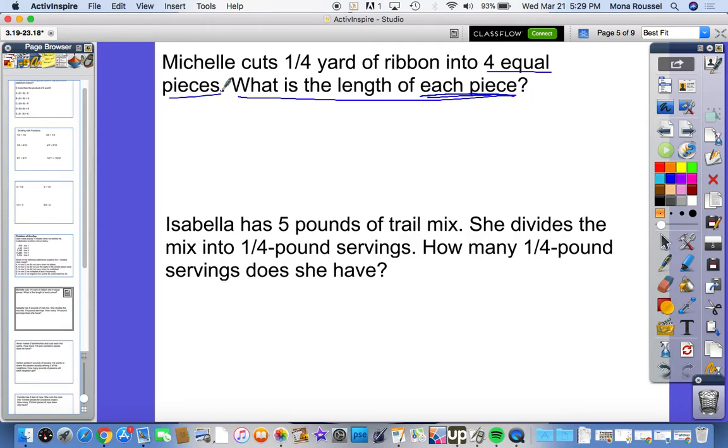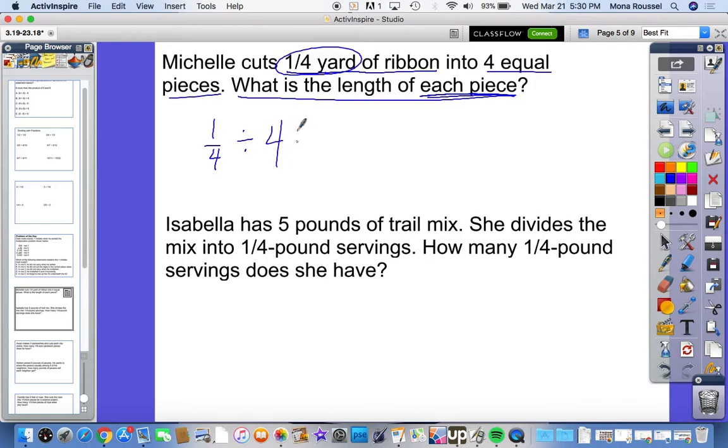And then we might ask, what is she making into 4 pieces? 1/4 of a yard of ribbon. So we know she's cutting into equal pieces. We know we have to divide. Now we have to determine which number goes in which place, which one's the dividend and which one's the divisor. So if she's cutting something, we have to think, what is the size of the piece she's starting with? Well, it says right here she's cutting 1/4 of a yard of ribbon into 4 pieces. So that means she's starting with 1/4 of a yard and she's cutting it into the 4 equal pieces.